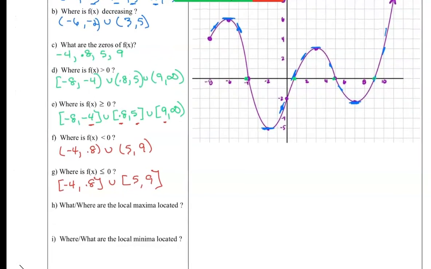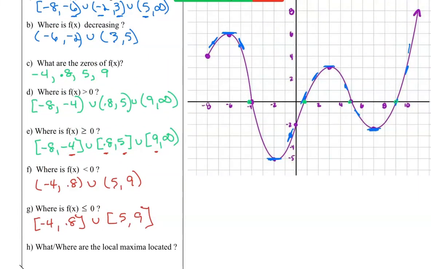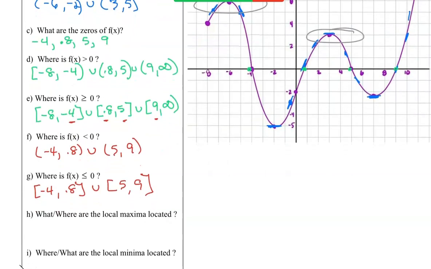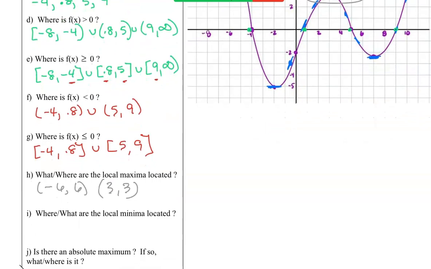Okay, local maxima. For local maxima, you are going to look as you go from left to right where all those vertices are. Those are little maxes, so it's going to be a local maxima. These are coordinate pairs. So it's -6, comma 6, and then 3, comma 3. They're both local. What are the local minima?